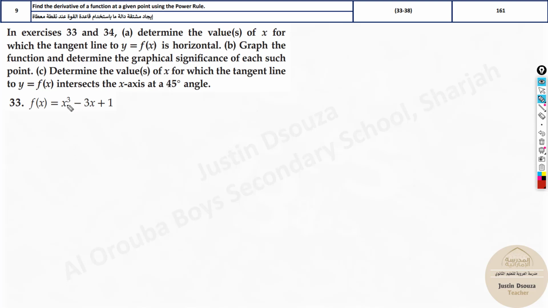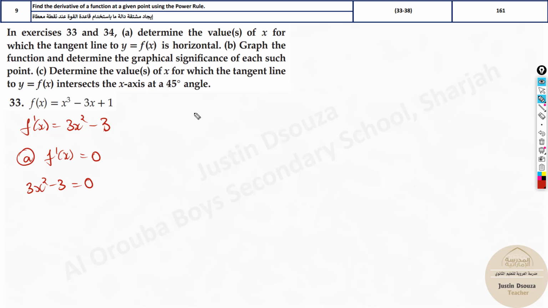Let's start solving it. First thing, derive this. f dash of x will be equal to 3x squared minus 3. I hope you're very thorough with this. Now the A part over here: the graph is horizontal, so f dash of x equals 0. Whatever f dash of x we found at the beginning, 3x squared minus 3, will be equal to 0.